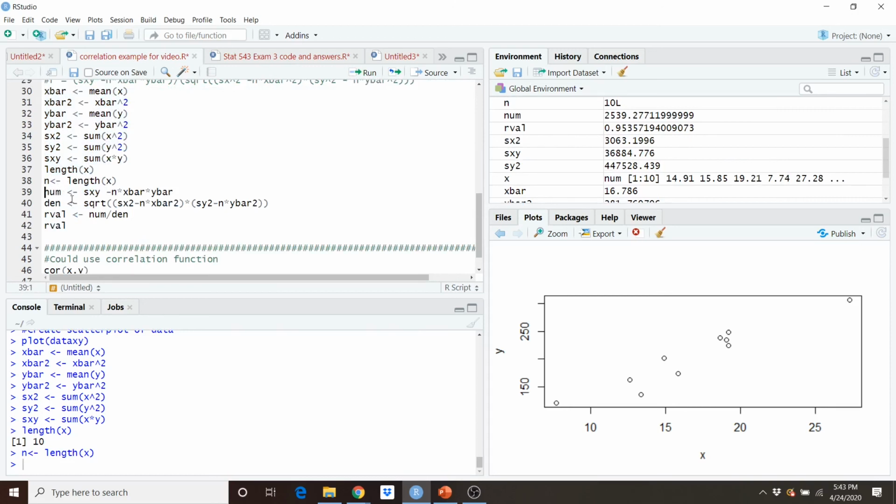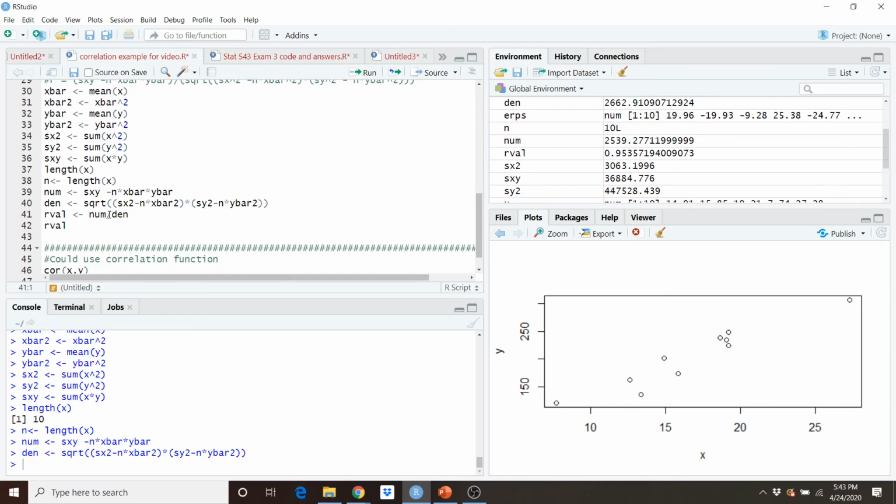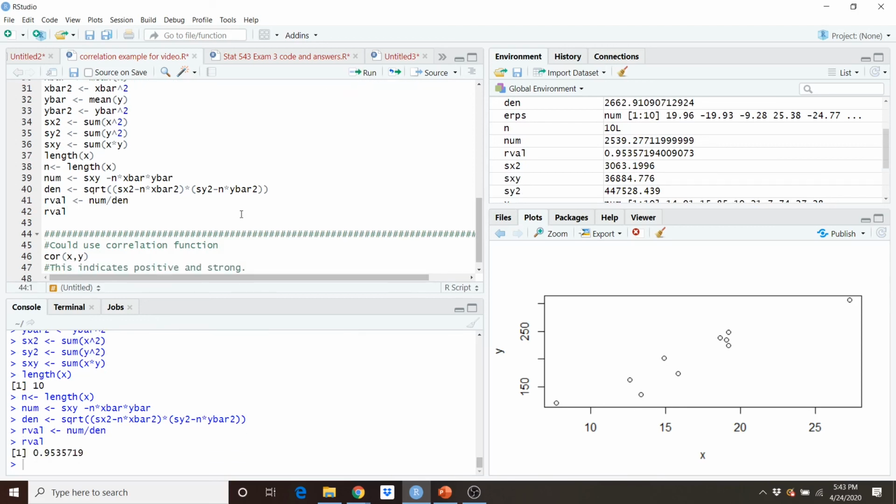Now, the numerator is the sum of the xy's minus n times x bar times y bar. The denominator is the square root of the sum of the squared x's minus n times x bar squared, times the sum of the y squareds minus n times y bar squared. And then I'm going to take numerator divided by denominator, and I'm going to call that R val. And R val in this case is going to be 0.9535719. Well, this tells us that we've got a positive linear strong association.